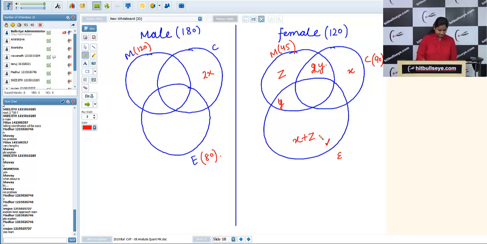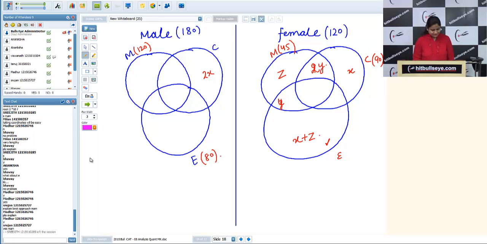Further, the fourth statement: twice as many female students studied civil engineering and electrical engineering only, as the number of male students studying civil and electrical. Civil and electrical, it means this area in female. We want to talk about this area in male. So if this is, say, w, this is 2w. I'm going at a very, very slow pace. Are you getting me?